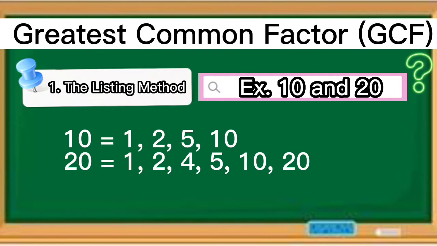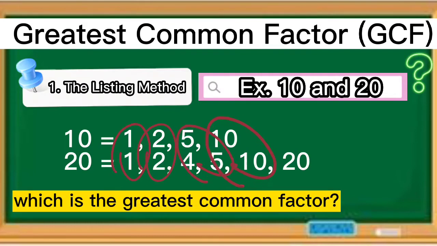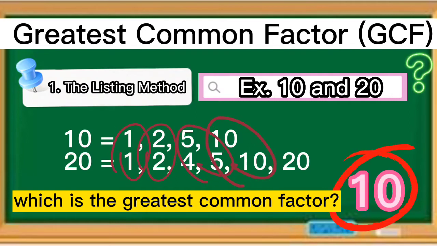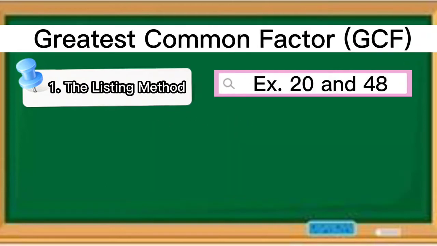The common factors are 1, 2, 5, and 10. Among the common factors, which is the greatest common factor? Yes, the greatest common factor is 10, so therefore the answer is 10. Congratulations! The next example is finding the greatest common factor of 20 and 48.